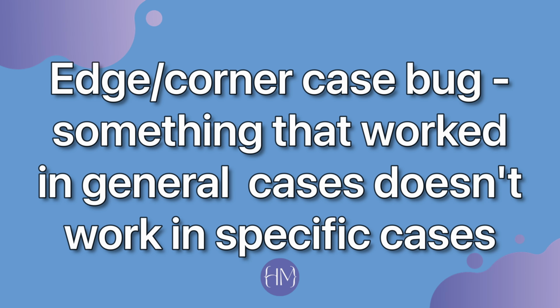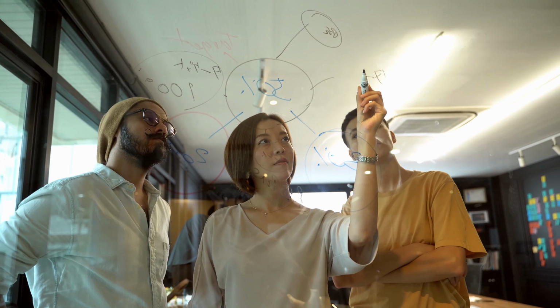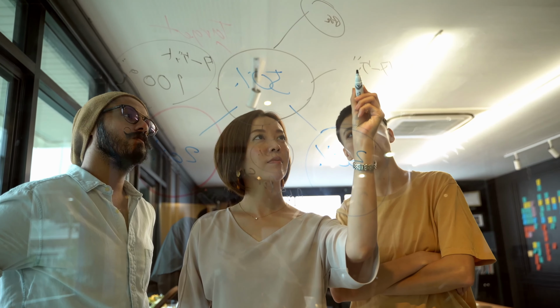Okay, the second common bug that I've encountered a lot is the edge case bug or the corner case bug. And this kind of bug is a bug where you have an algorithm and you've implemented this algorithm and it can handle all the general cases, but it doesn't handle certain specific cases.